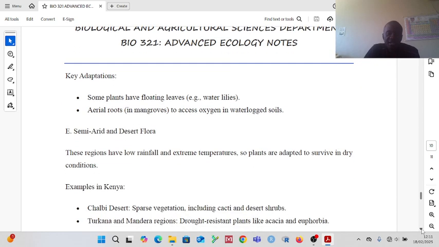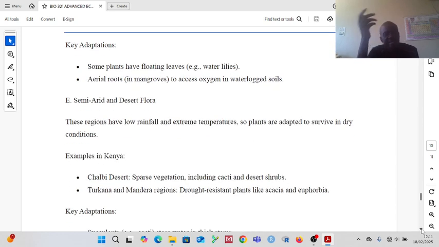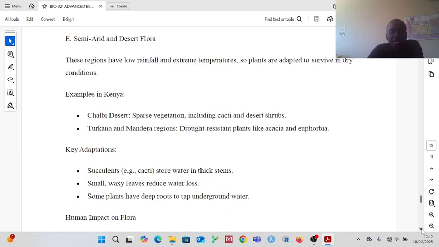The semi-arid and desert flora. So semi-arid and deserts, these are regions that have low rainfall and extreme temperatures. So it means the flora you find there must be adapted to survive in areas with low rainfall and extreme temperatures. So it means then the key adaptations of those plants is that you find most of them being succulents. Okay? So they have thick leaves, thick stems, which help in storing water. Think of the cactus, for example.